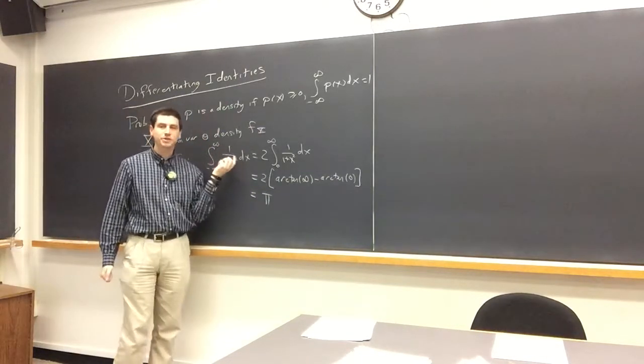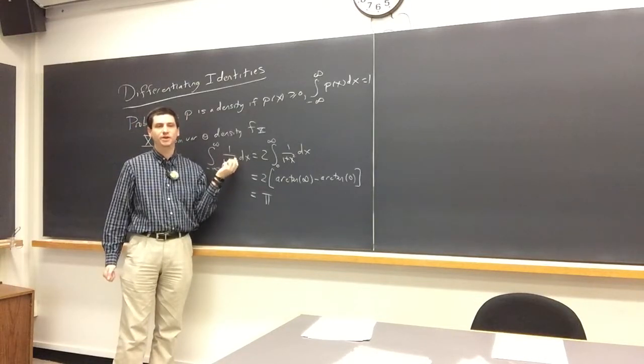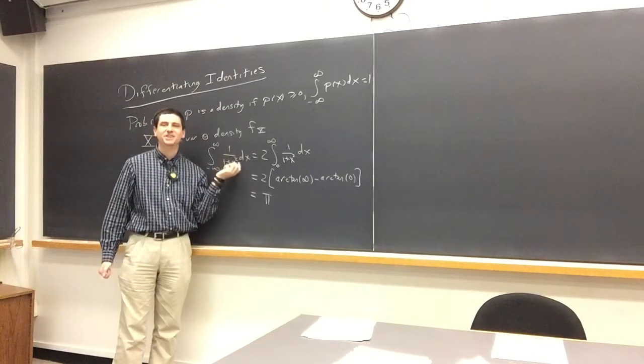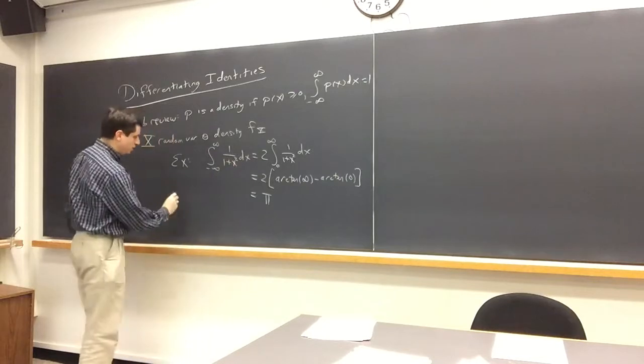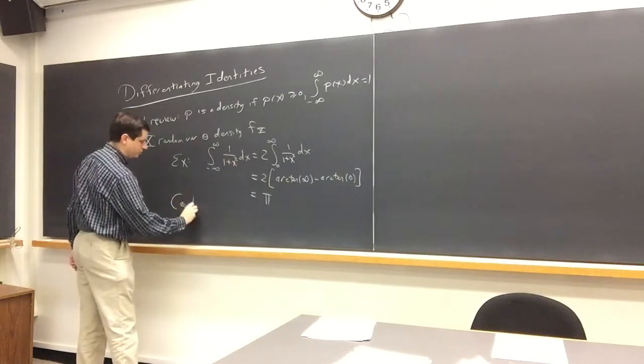So this is not a probability distribution. It doesn't integrate to 1. But it's non-negative and it has a finite integral. So what we can do is we'll study what's called the Cauchy distribution.